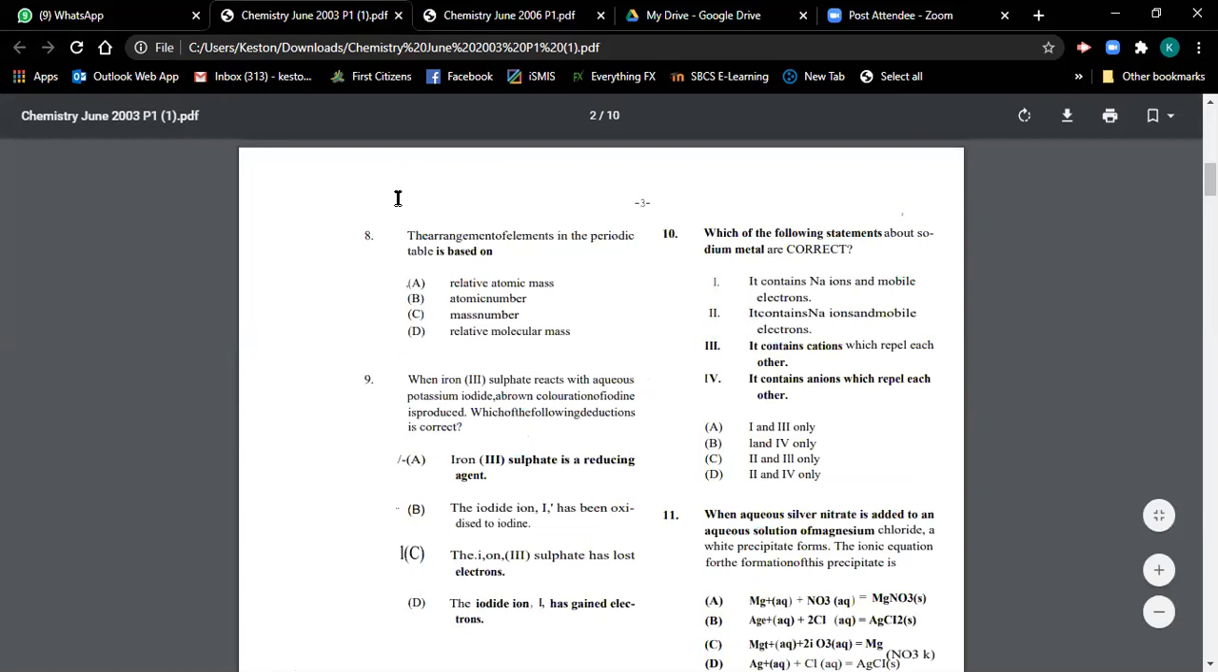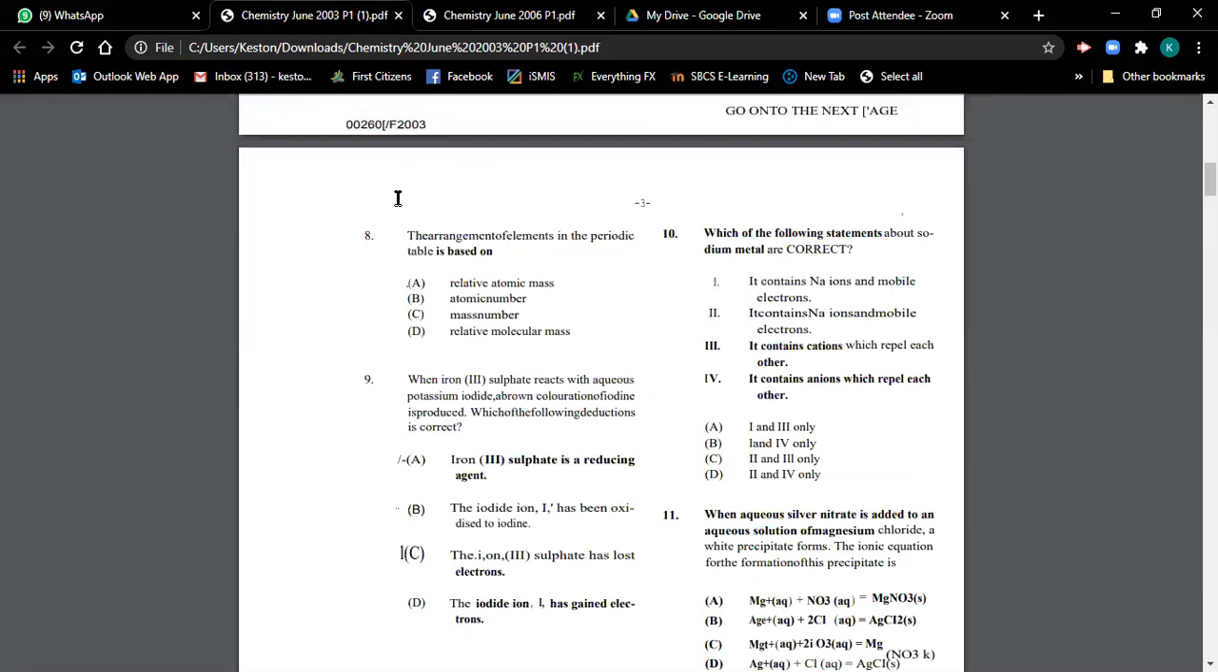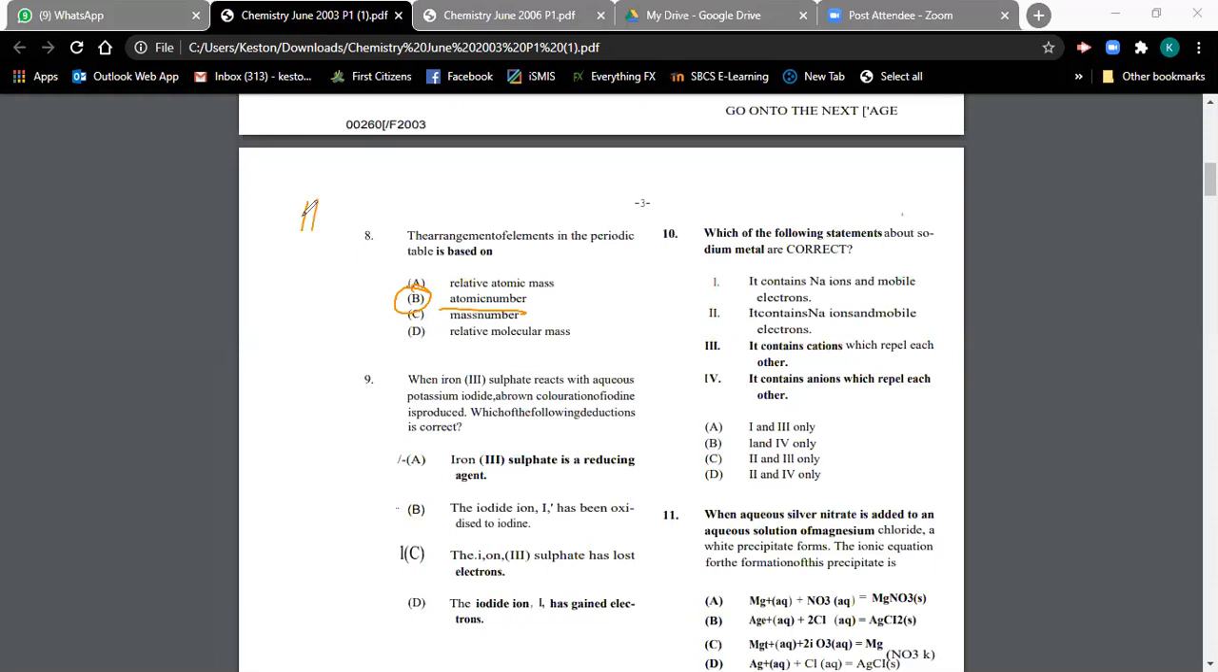8. The arrangement of elements in the periodic table is based on what we arrange them on? Based on atomic number. Right? Remember I was telling you, write out your stuff: H, He, Li, and write the atomic number, increase in atomic number.